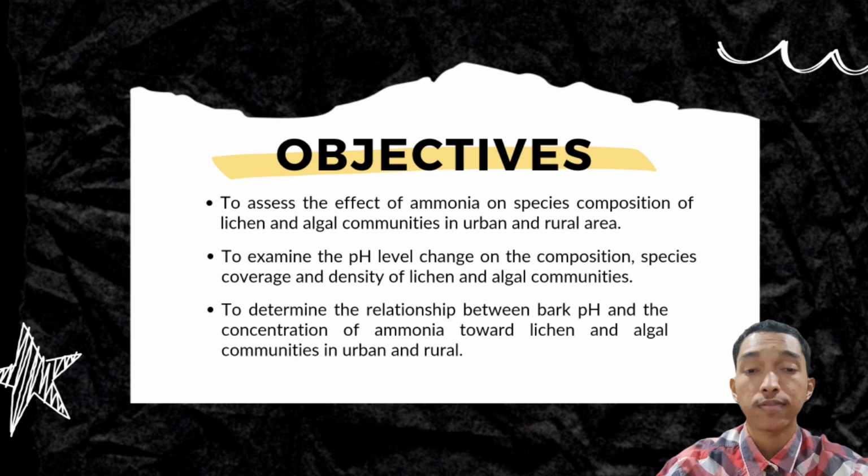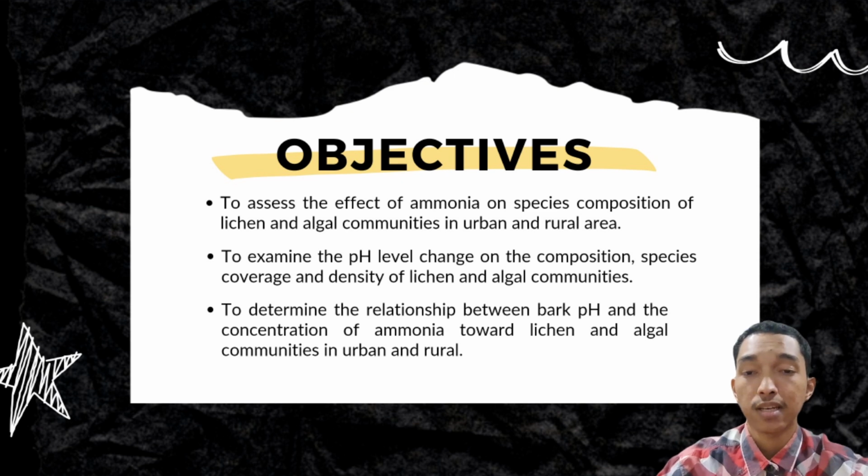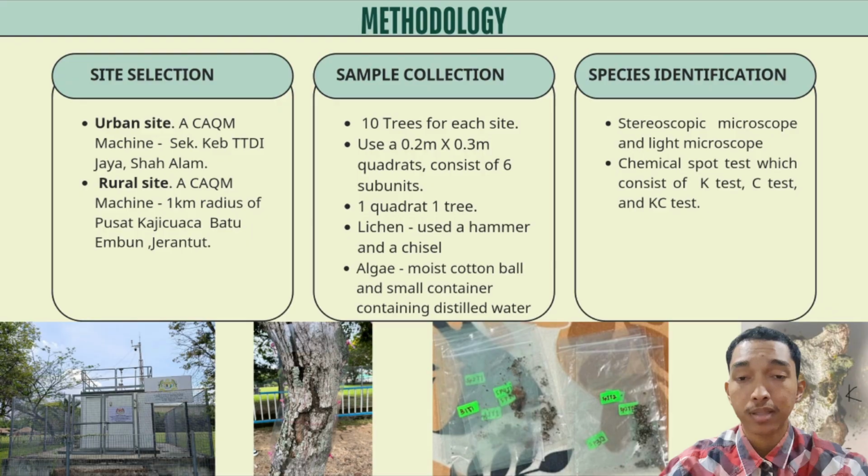Moving on to the objective of this study. There are three objectives. First is to assess the effect of ammonia on species composition of lichen and algal communities in urban and rural area. Next, to examine the pH level change on the composition, species coverage, and density of lichen and algal communities. Lastly, to determine the relationship between bark pH and the concentration of ammonia towards lichen and algal communities in urban and rural area.